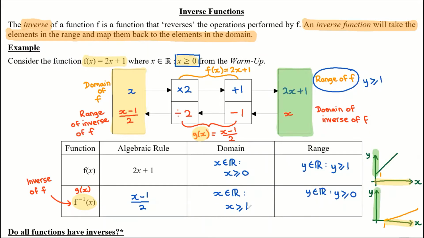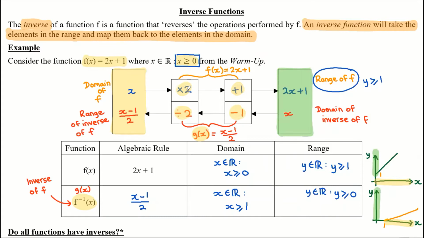Now, what's going on here? We found the inverse function by simply undoing the mapping. So going back from the range to the domain and undoing the mapping using a function machine idea, basically. So subtract 1, then divide by 2 as inverse operations to these two operations here. And with the domains and ranges, they just simply switch.